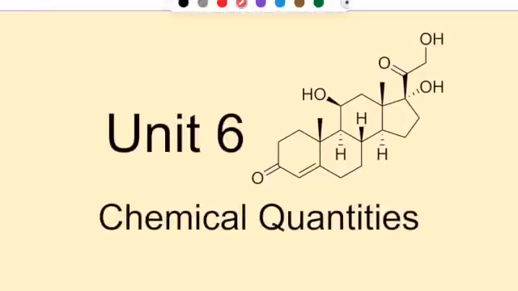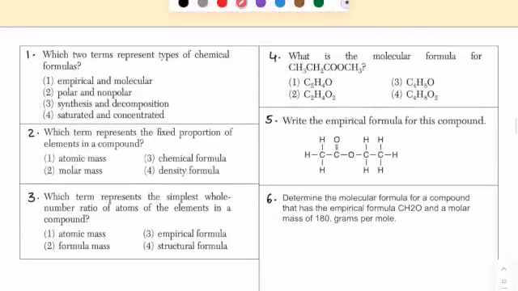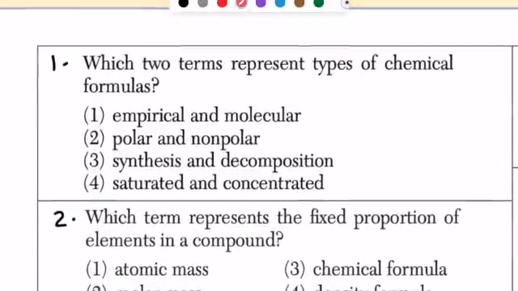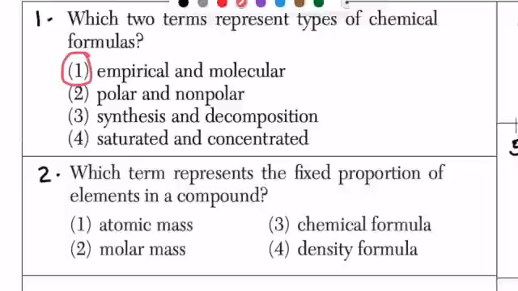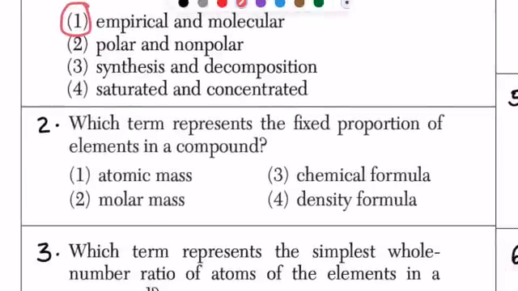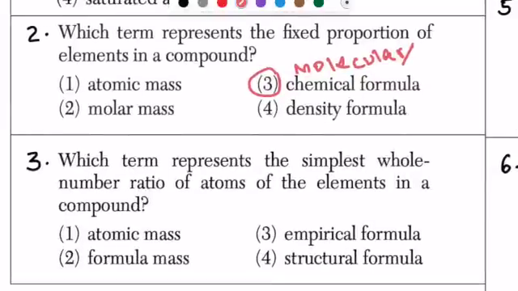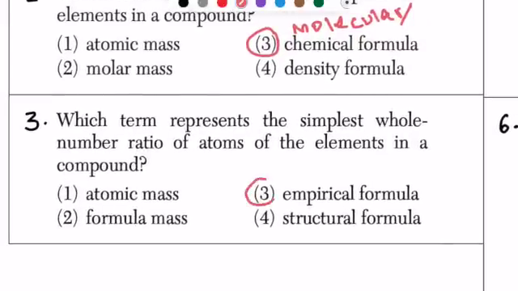Moving on to some chemical quantities. Which 2 terms represent the types of chemical formulas? So we can either have an empirical formula, which is the simplest ratio, or we can have the molecular formula, which is the actual formula for a compound. Which term represents the fixed proportion of elements in a compound? So if you're talking about a proportion that is not simplified, then that will be your chemical formula / molecular formula. Which term represents the simplest whole number ratio of atoms of the elements? That will be then your empirical formula.